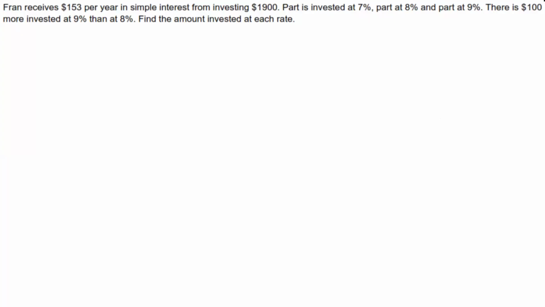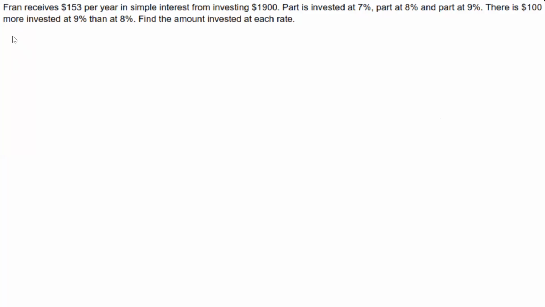All right, so here we've got an interest problem. It says Fran receives $153 per year in simple interest from investing $1,900. Part is invested at 7%, part is invested at 8%, and part is invested at 9%. There's $100 more invested at 9% than 8%. Find the amount invested at each rate.